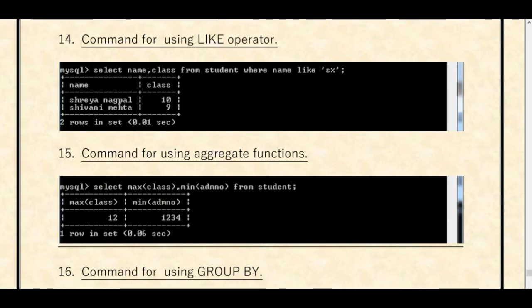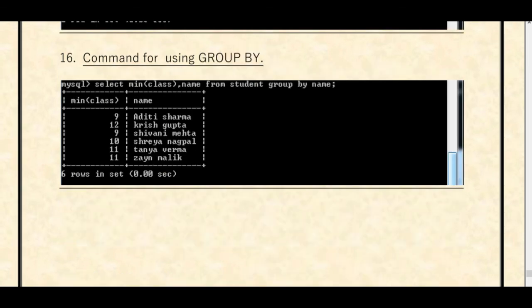Next command is for using aggregate function. Now we can apply aggregate functions in SQL. For example, we want to find the minimum value, maximum value, or the average value. So we can apply the condition. Select max class, min admission number. किस student का roll number minimum है? Min admission number from student. So maximum class is 12th, 12 will be displayed, and the minimum admission number, जिसका सबसे कम admission number है, that is 1 2 3 4.